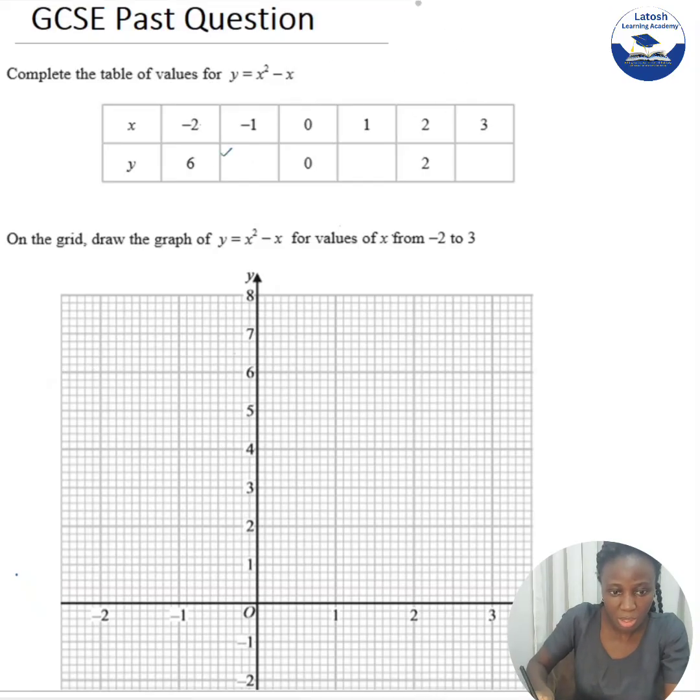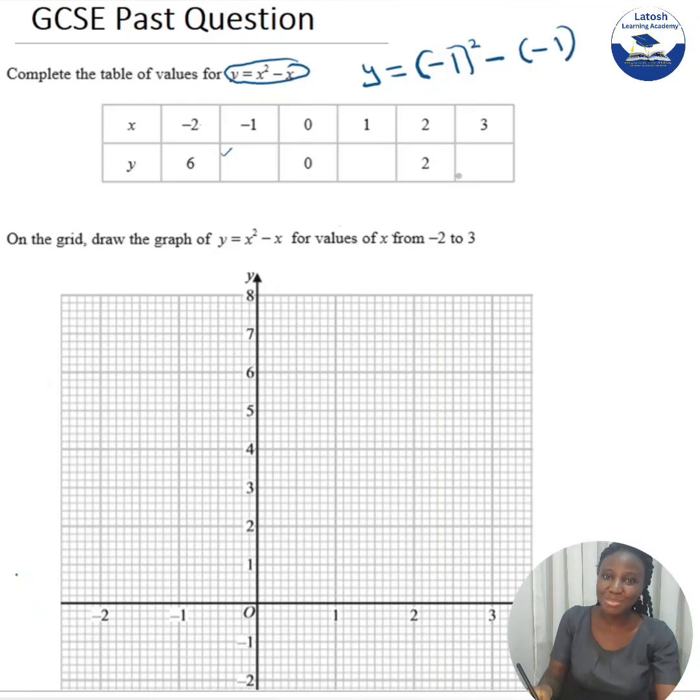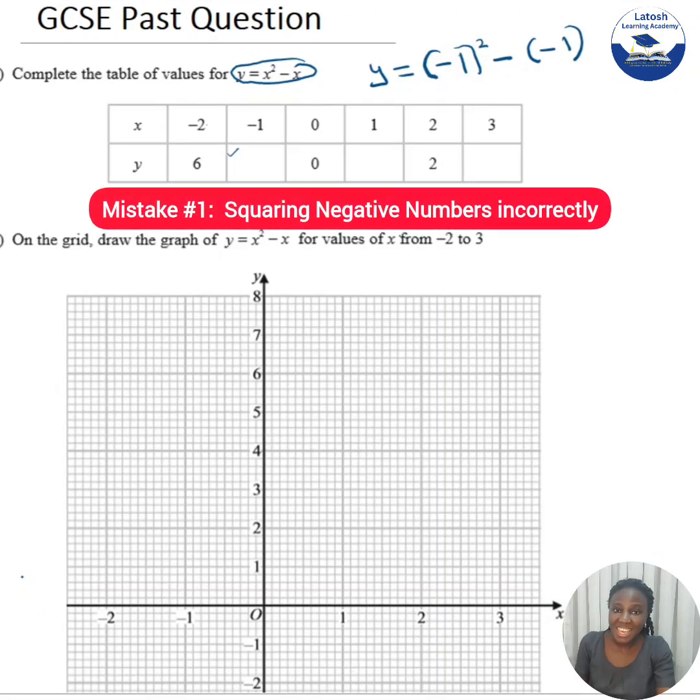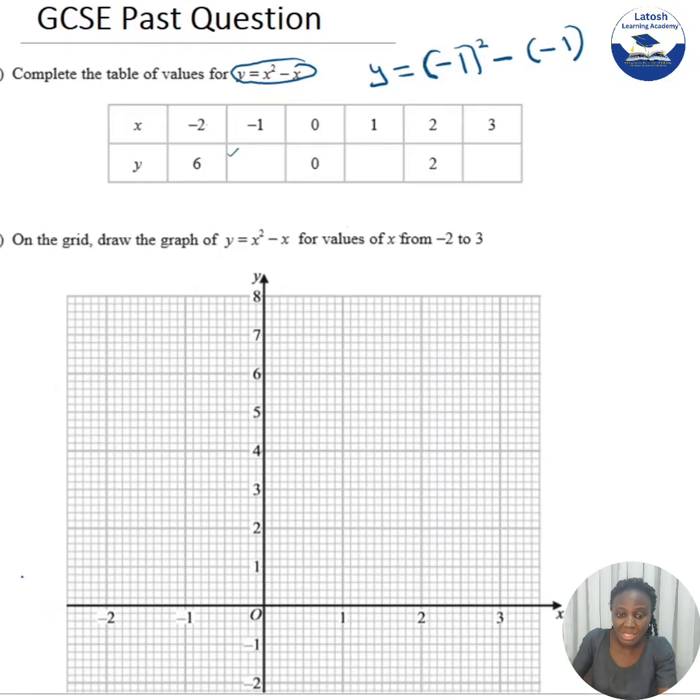Here we can use this equation. So y is equal to, when x is equal to -1, (-1) squared minus (-1). Common mistake number 1: a common mistake here is squaring -1 incorrectly. To avoid that, ensure that if you have a negative number, you put it inside brackets so that you avoid squaring the negative number incorrectly.